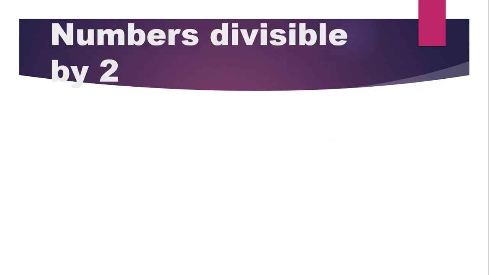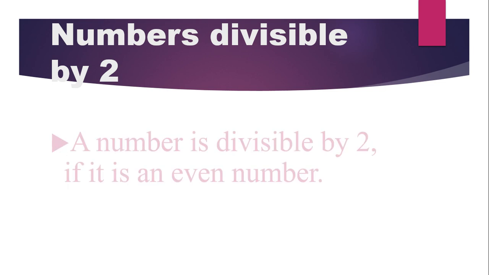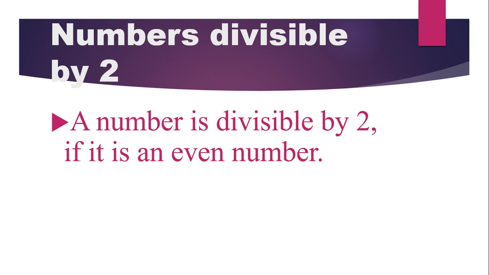So the first thing we're going to look at is the test of divisibility by 2. So we're looking at numbers that are exactly divisible by 2. How can we identify them? How can we identify numbers that are exactly divisible by 2? That's the question we're going to be asking. And look at this. It says a number is divisible by 2 if it is an even number.